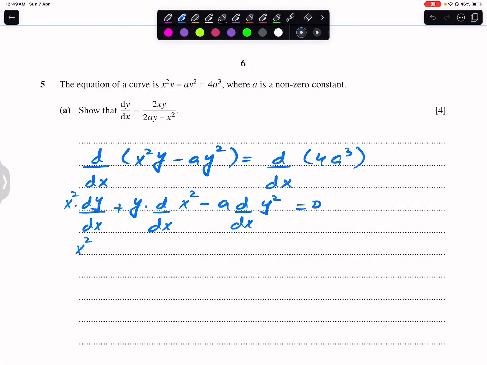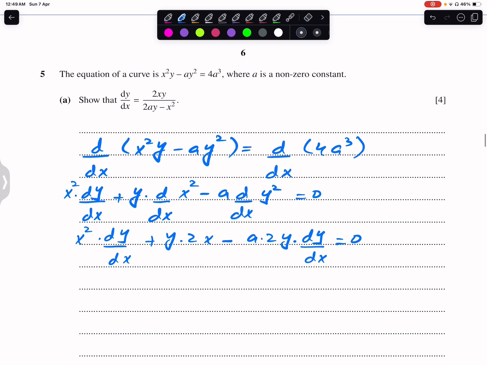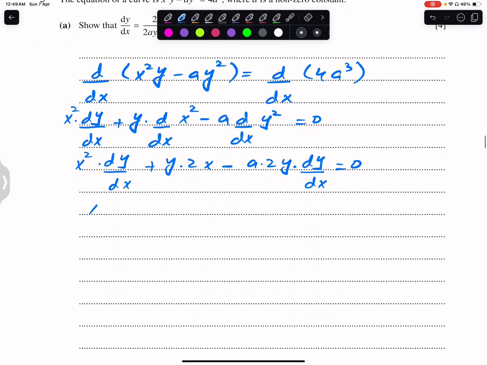And then x square dy over dx plus y times 2x minus. So if you find the derivative of y square with respect to x, what you will do is apply the power rule to y and then the derivative of the inside of the power. So that is dy over dx. Now combine the terms involving dy by dx. So x square minus 2ay.